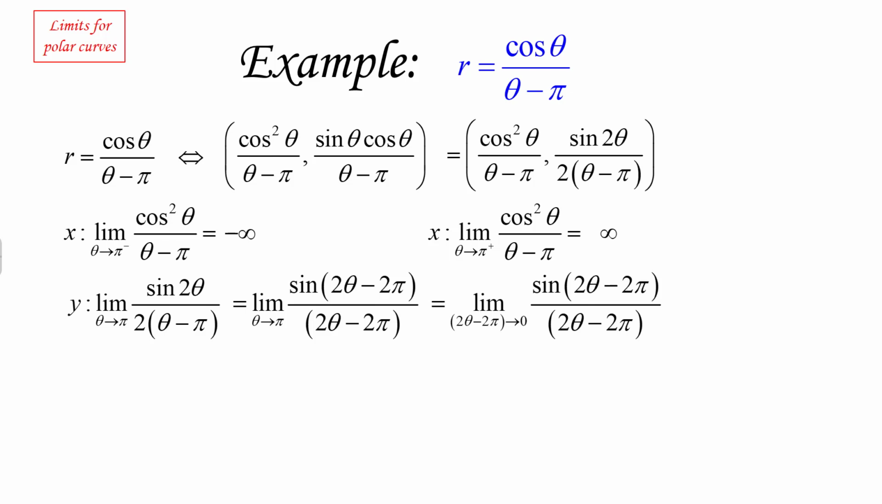And now look what we have. We have a limit of the form limit as something goes to 0 of sine of something divided by that same something. Well, this is the fundamental trig limit, and we know that that is equal to 1.